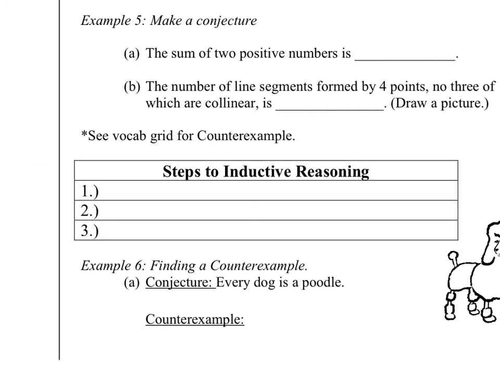Okay, example 5, make a conjecture. So if you don't have a pattern listed there, if you're just expected to finish a sentence, you should make up your own example. So A says the sum of two positive numbers.